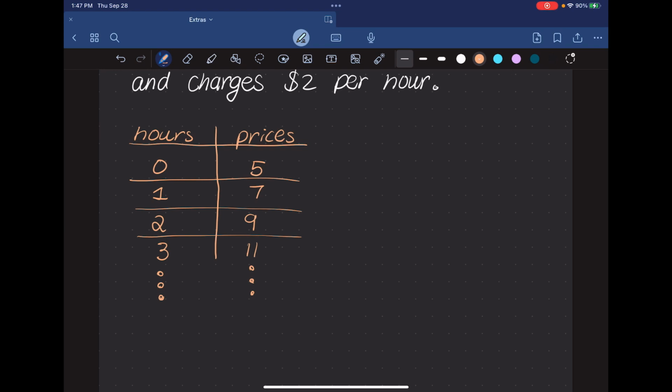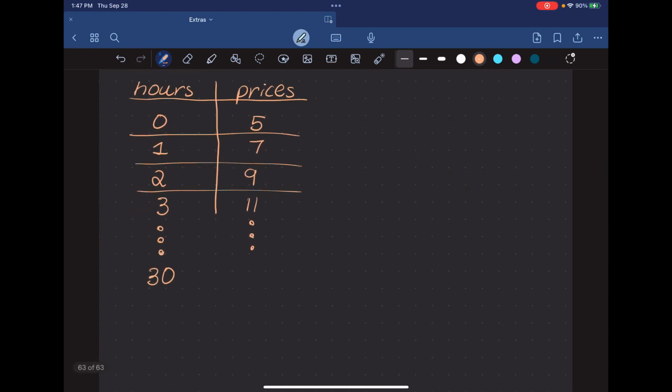Not that you would necessarily want to spend 30 hours at a roller skating rink, but suppose you were like, okay, well, how about after 30 hours? Then you could either list out all of the different prices between 3 and 30 hours, which is a lot, or you could try to be a little bit more clever with it. You could say, okay, I noticed this pattern with my prices, right? Every hour that I'm there, I'm adding $2. I add $2 and I add $2. And I'm going to keep going with that pattern where every hour that passes, I add $2, right?